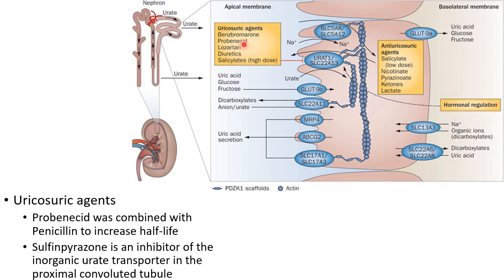Probenecid will also do that, but at the same time, it will also inhibit the uric acid transporter. So it has mixed effects. On the other hand, your sulfenpyrazone, a metabolite of pyrazinoate, will have anti-uricosuric agent activity. So this image just shows us that you have mixed effects once in the kidney, and therefore this is a less effective site for the control of uric acid in the blood.